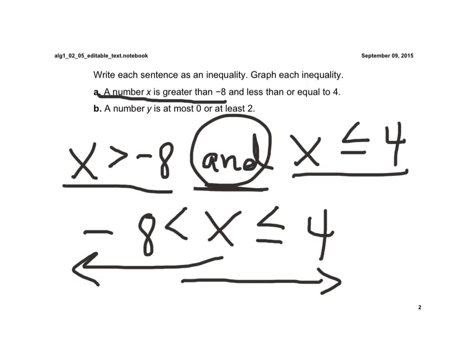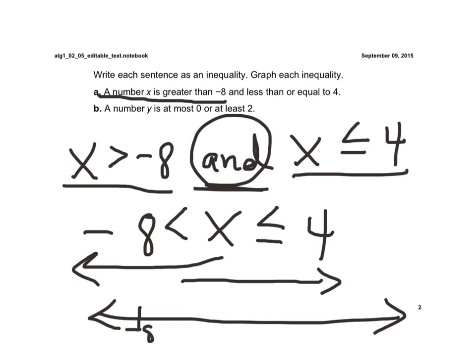Well, first of all, let's graph this. So if we have a number line, we have negative 8. I'm going to put the 0 in, and this would be 4. And so we put an open circle at negative 8. We put a closed circle at 4. And now x is between. So these are the answers that satisfy that compound inequality. Alright? That's how we'd solve and graph that compound inequality.